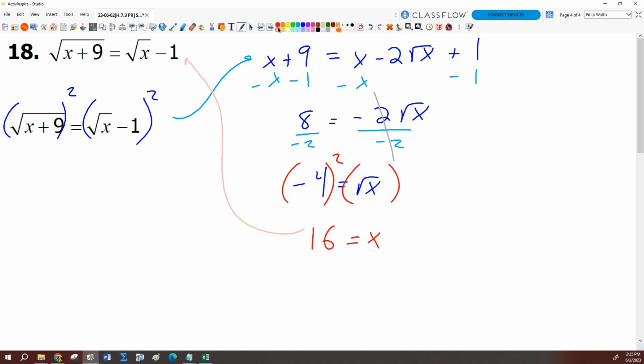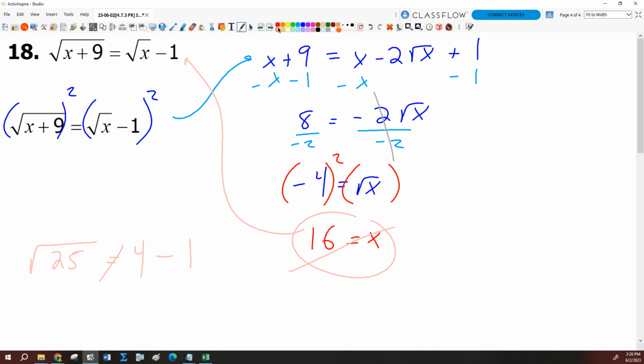If I plug that back in, we get the square root of 25 equals square root of 16, which is 4, minus 1. True or false? False. Yeah, that's false. So this is not a solution, right? So we get no solution on that one too.